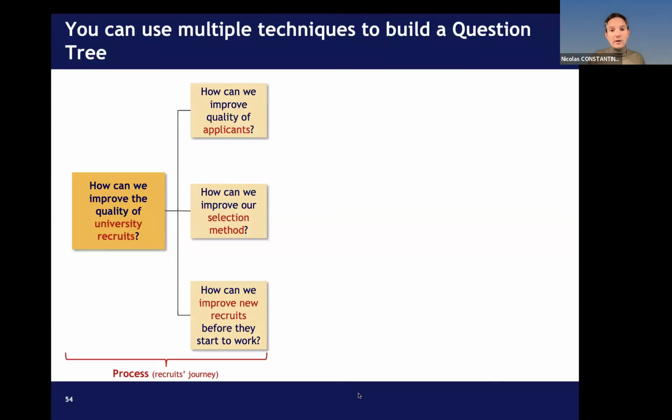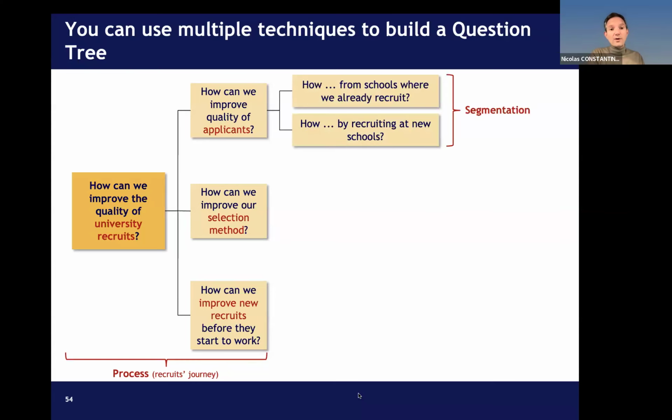So how can we improve the quality of applicants? How can we improve our selection methods? And how can we improve the new recruits before they start to work? Okay. Now, the quality of applicants, if I focus on applicants, I could use segmentation. And then there's a million ways that I could segment applicants: gender, type of program, etc. In this case, I've just segmented them by the type of school that they come from. So either schools where we already recruit or schools where we don't recruit yet.